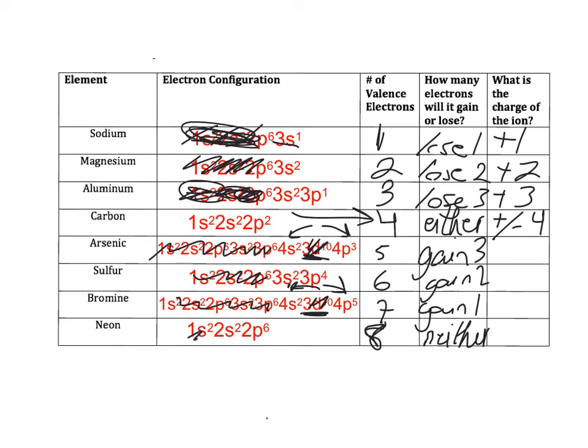But when we get to arsenic, remember, I'm gaining electrons. In other words, I'm getting more negative. I'm gaining more negative things. So it's going to be a -3 charge when I gain 3 extra electrons. Sulfur would have a -2. Bromine would have a -1. And neon is going to have no charge, since it's not going to gain or lose anything, so it's not going to create an ion.